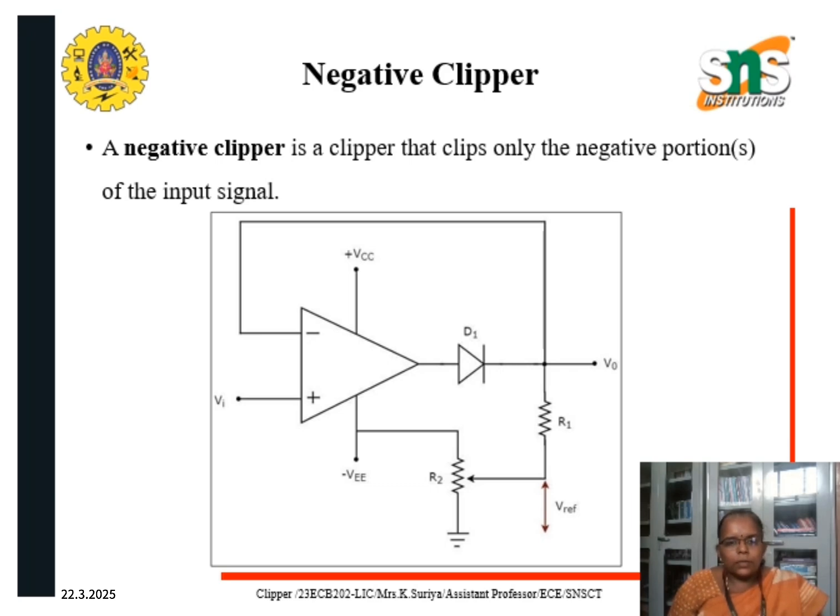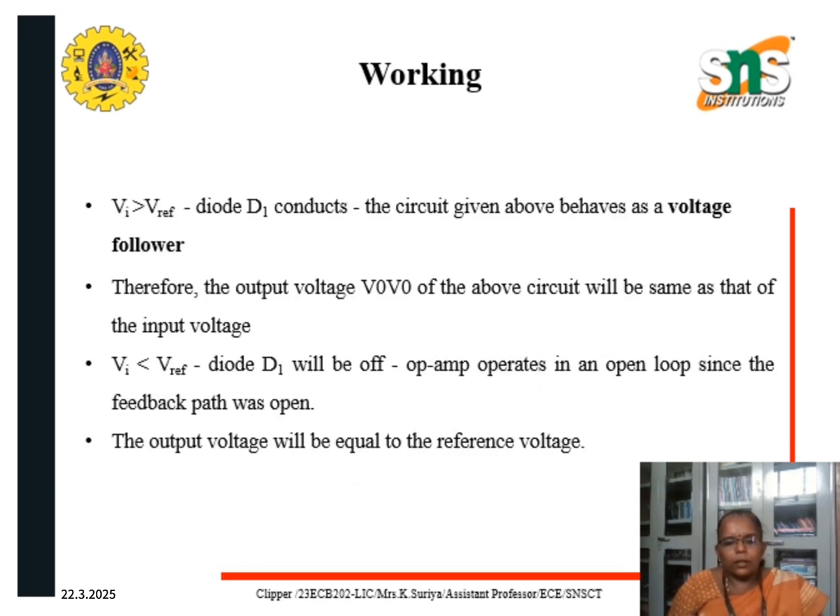In the circuit, the sinusoidal voltage Vi is applied to the non-inverting terminal of the op amp, and the value of the reference voltage can be chosen by varying the resistor R2. Next, we'll see the working of the negative clipper. If the input voltage is greater than the reference voltage, then the diode will conduct. The circuit will act as a voltage follower and the output voltage will be the same as the input voltage for the condition Vi greater than V reference.